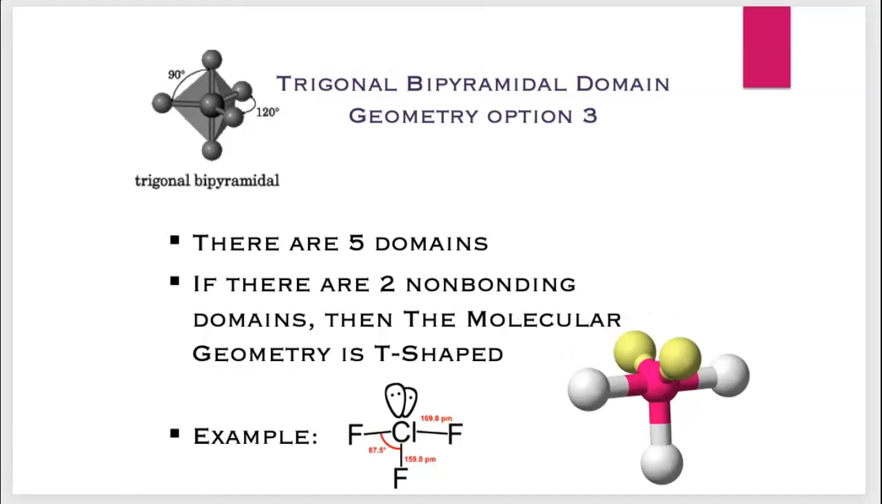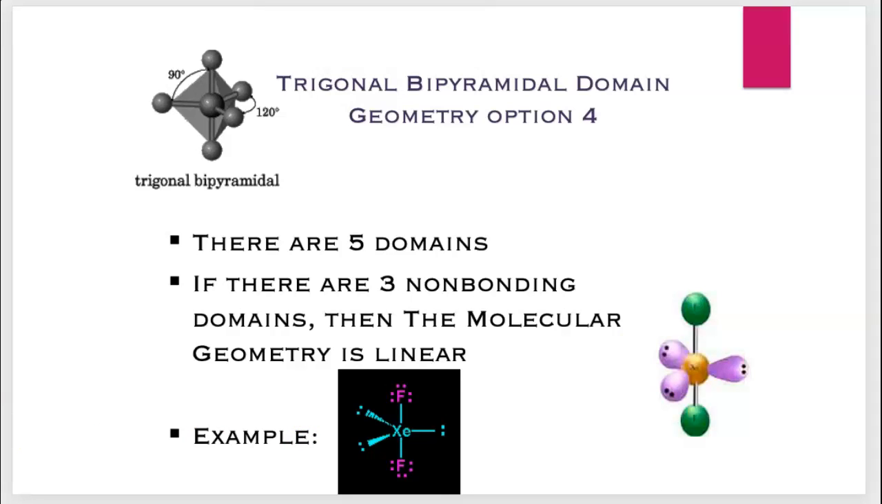When there are 2 non-bonding domains, we take off another one out of the middle. So we pop off this, and now we're left with this T-shape molecule. And again, technically the non-bonding pairs shrink the angle, so instead of being 90 and 180, no 120s anymore, by the way, we're really going to get a little bit less than 90 and a little bit less than 180.